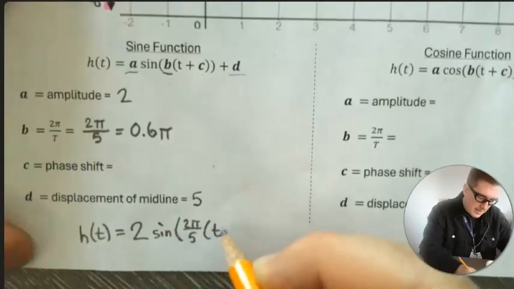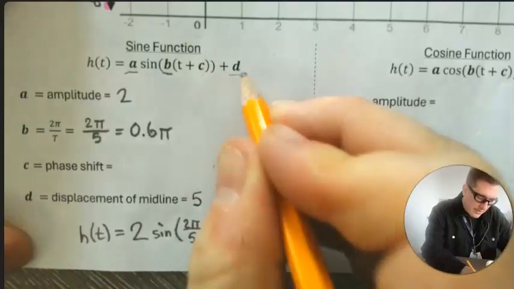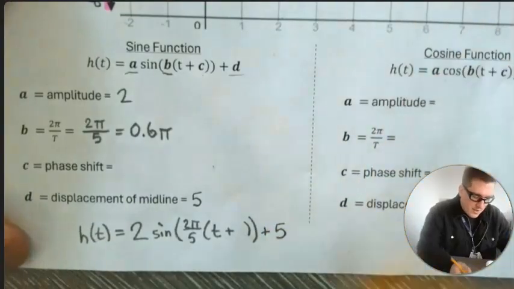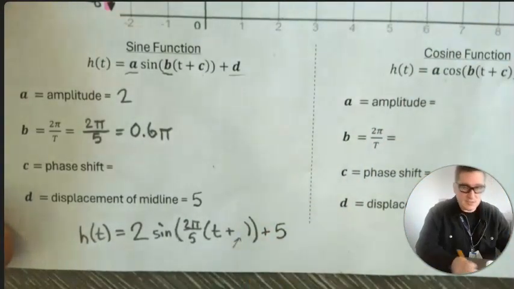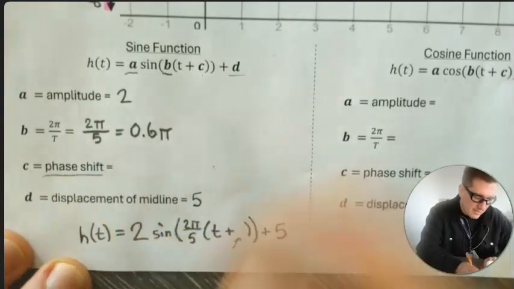parentheses, t plus c, I haven't explained what that is yet, and then the d, which is the vertical translation of 5. This one right here, in my opinion, is the hardest one to figure out. It's called the phase shift.